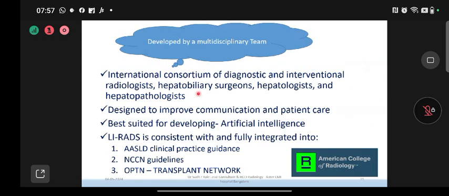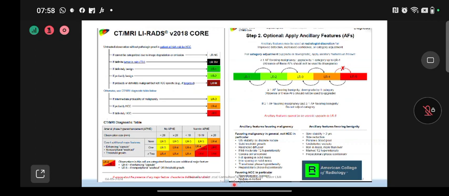LI-RADS was developed by an international consortium of diagnostic and interventional radiologists, hepatobiliary surgeons, hepatologists, and hepatopathologists. This was mainly designed to improve communication and patient care. LI-RADS is consistent now, and it is fully integrated into the American Association for the Study of Liver Diseases guidelines, NCCN guidelines, and the Organ Procurement and Transplantation Network. All this has already been incorporated. So this is the current version of LI-RADS. But I'm not going to bore you with this; instead I'm going to simplify it.